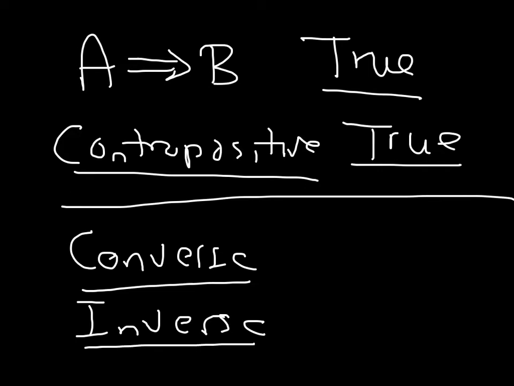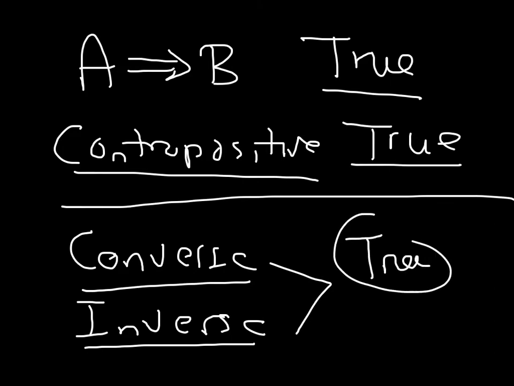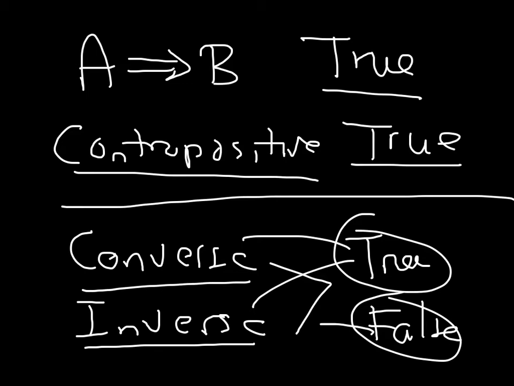But if one is false, the other is false. If one is true, the other is true. So they're either both true or they're both false. You will not have a situation where one is true and the other is false. So this is important and easy to remember.